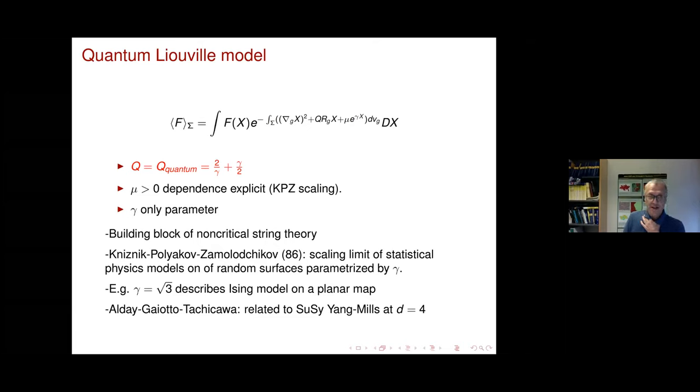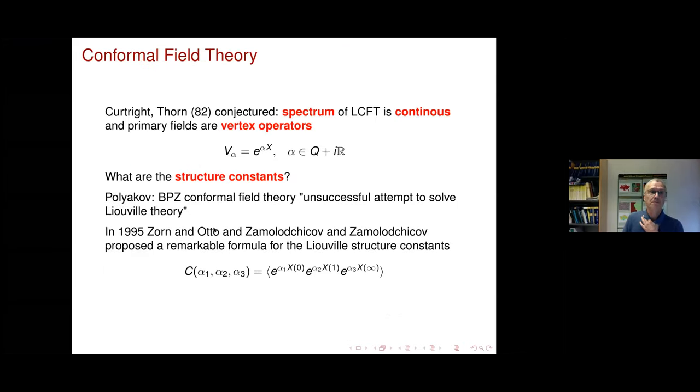Anyway, so we want to try to understand this model, this Liouville model. So it's a conformal field theory. So we should now ask, like in the Belavin, Polyakov, Zamolodchikov question: solve it. So find the spectrum and find the structure constants. The spectrum was conjectured quite early, in '82 already, by Curtright and Thorn. And they argued that it has to be continuous.